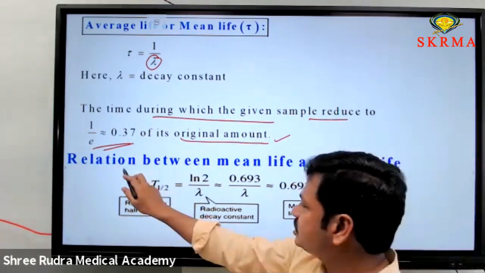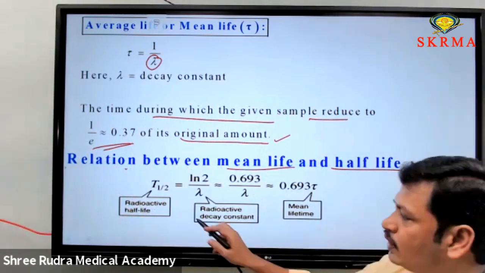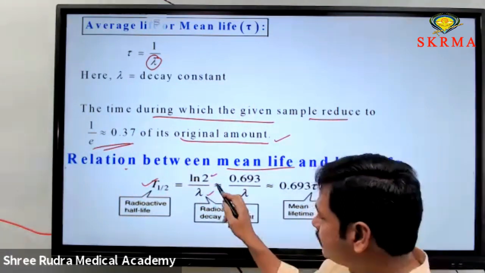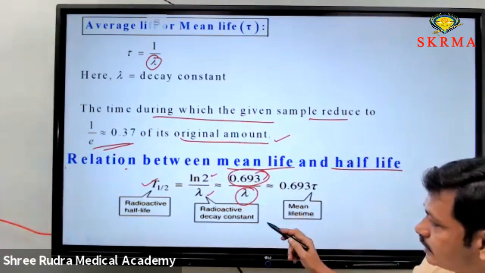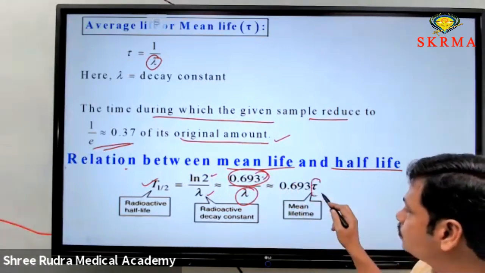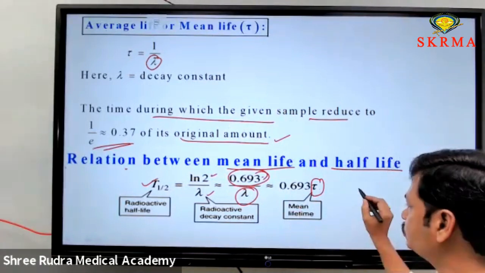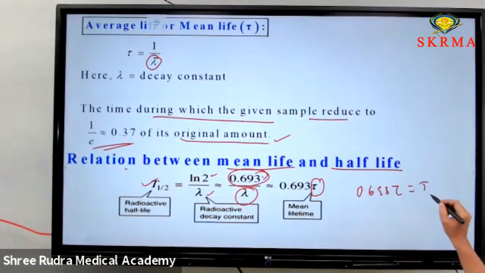That is also the definition of average life or mean life. Now coming to the relation between mean life and half-life. We know T half is equal to ln 2 by lambda, where ln 2 is 0.693. And 1 by lambda can be written as tau, where tau represents average life or mean life. So tau is equal to T half divided by 0.693.